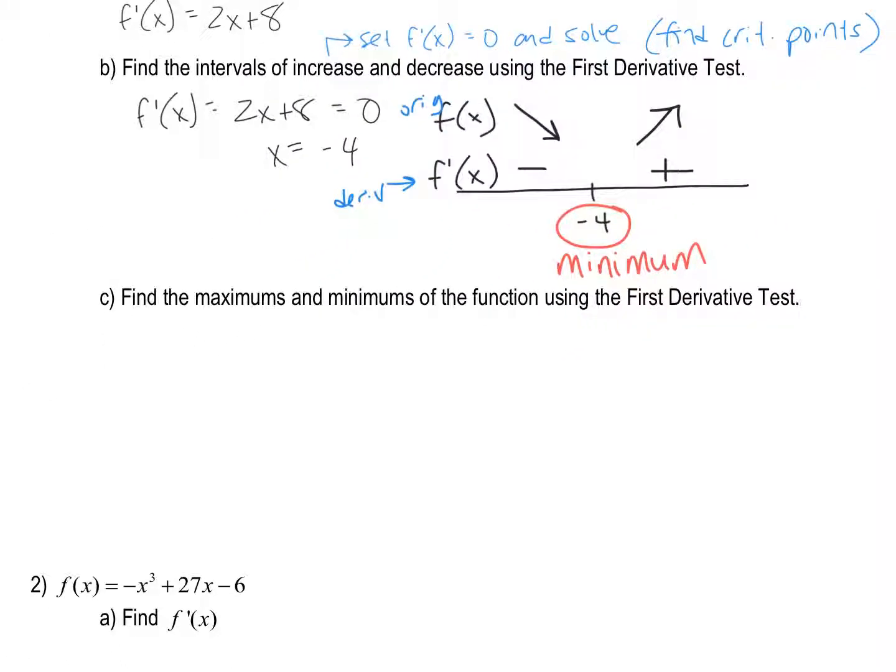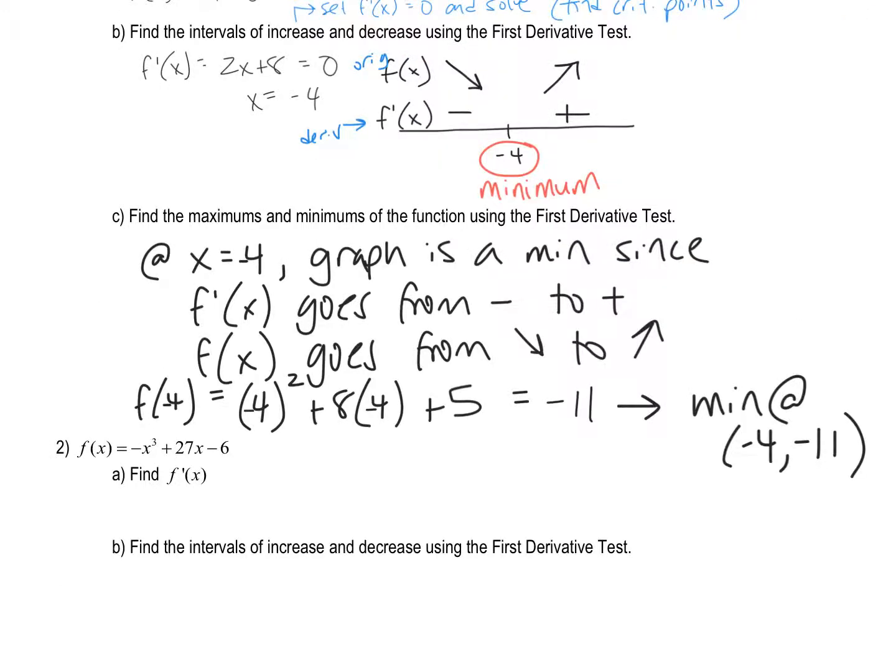That makes that point a minimum, okay? So find the maximums and minimums of the function using the first derivative test. Okay, so I wrote a bunch of stuff here. What I wrote is that at x equals -4, the graph is a minimum. That's just because the derivative goes from negative to positive, which means the original function goes from decreasing to increasing. That means the roller coaster goes from down to up. That makes it a minimum.